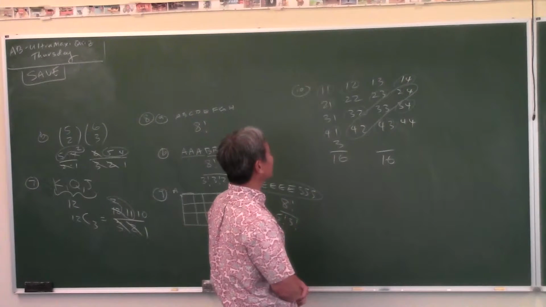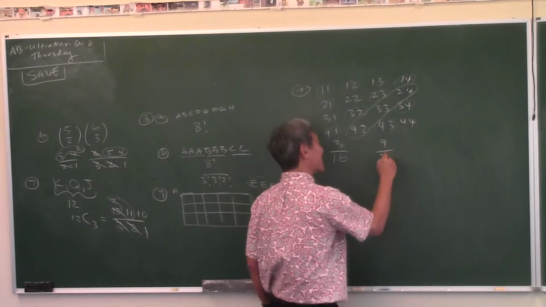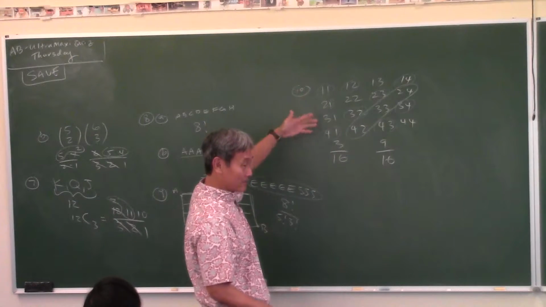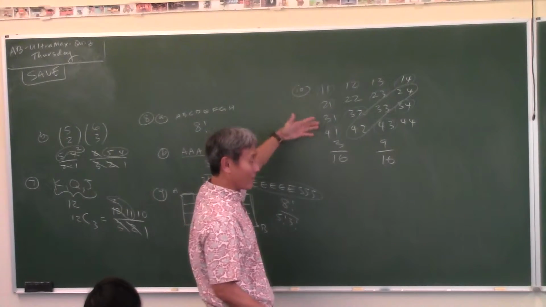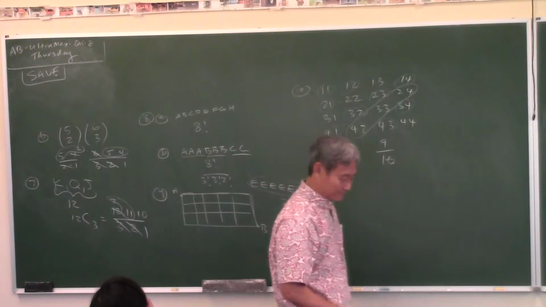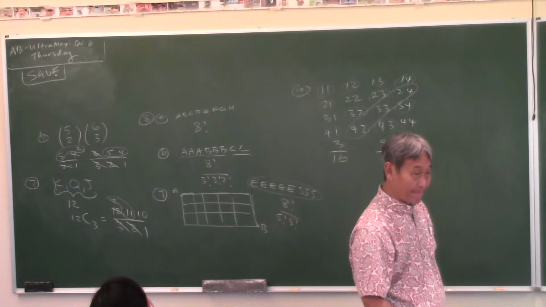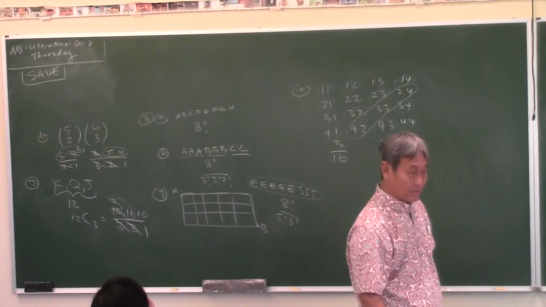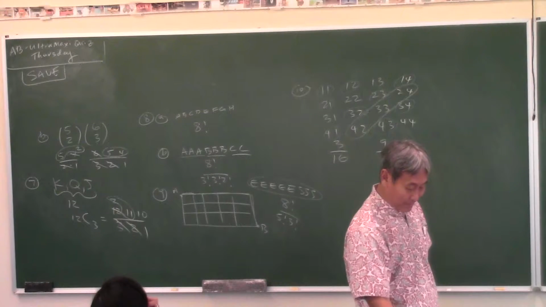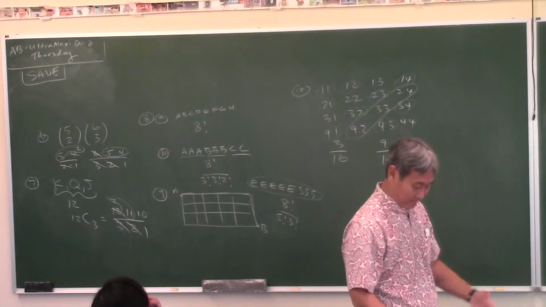1, 2, 3, 7, 9. So the answer is 9 out of 16. So again, if you can write out the sample space, remember the sample space is just a listing of all the possible outcomes, then it's easy to do probability. You just count. Oh, so it's the prime number of sum. Are you reading? Compute the probability that the sum of the 2 numbers is prime.